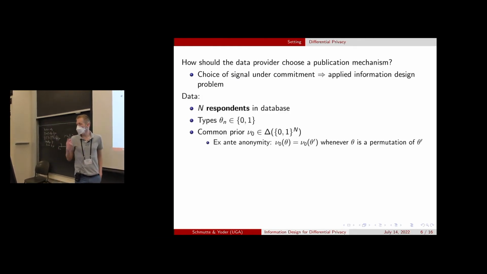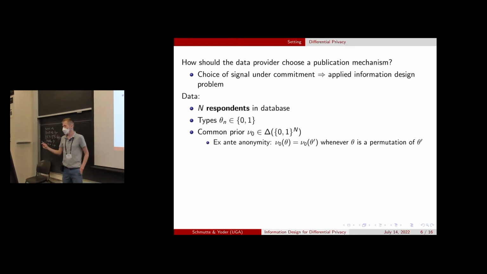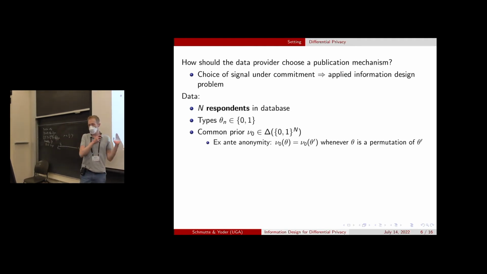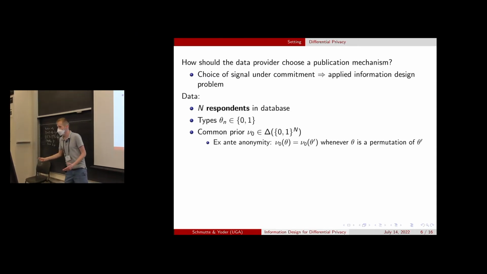The kind of data we're going to consider is pretty simple. We're going to consider data composed of records about whether respondents have some sensitive characteristic. Maybe that's whether they left their house today. Maybe that's whether they have income over $100,000. Maybe it's whether they're African American. Maybe it's whether they tested positive for COVID. If they have this characteristic, we'll say that their type is 1. If not, we'll say it's 0. And there are N of these respondents in the database.